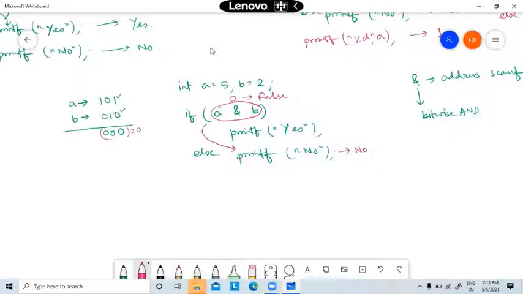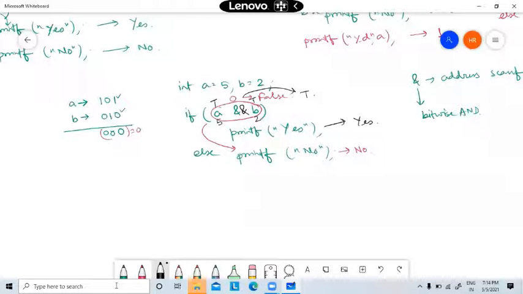You can check it by writing it in your compiler. But instead of this single ampersand, if it is double ampersand, then what is the output? Double ampersand means logical AND. a is 5, non-zero value, true. b is 2, non-zero value, true. Both are true, so the output is true, and it will give you output yes. I hope now it is clear what is the meaning of bitwise AND.